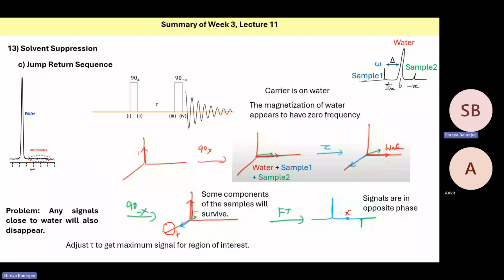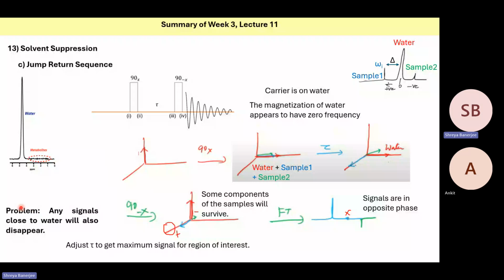So what this has done is that the signal for water, which was completely suppressing the signal of the sample, has been quenched. So now you can focus on the signal of the sample. The problem for this method is that suppose you have some signal which is close to the water, then that signal will also disappear. So that is one problem of this method.